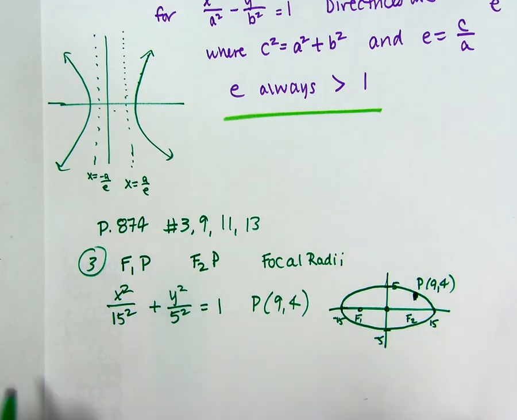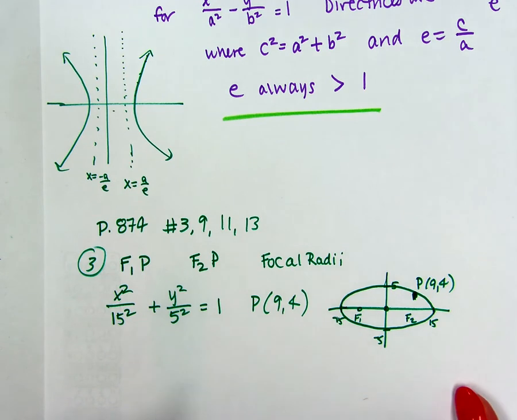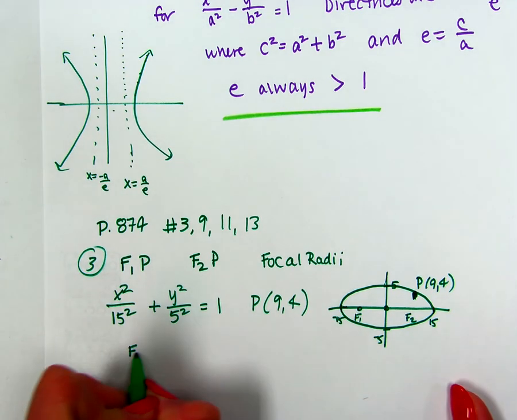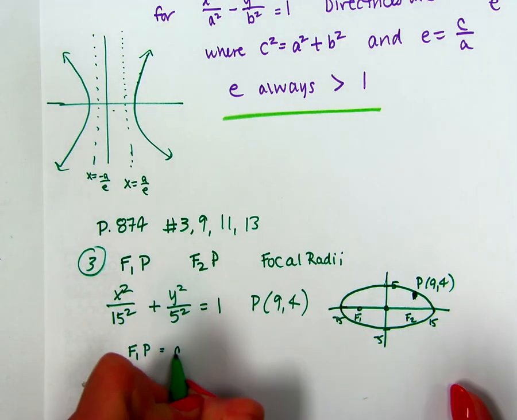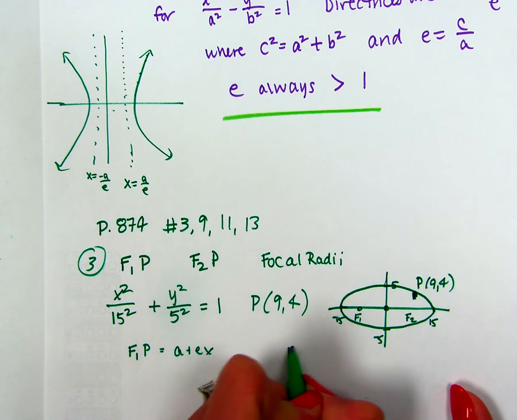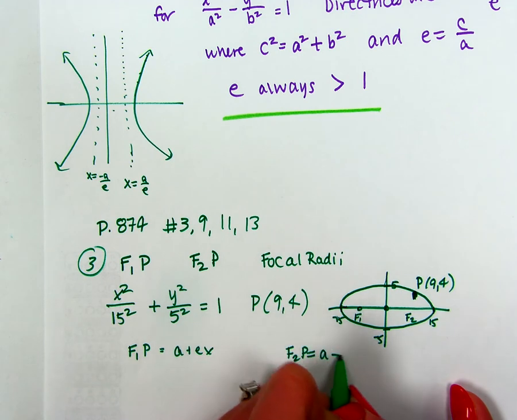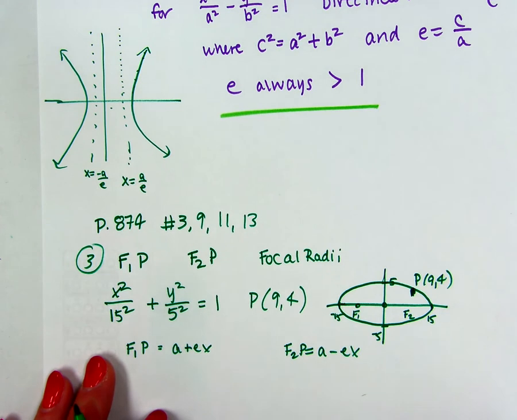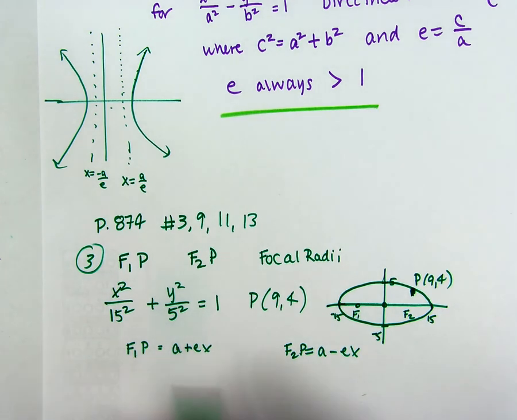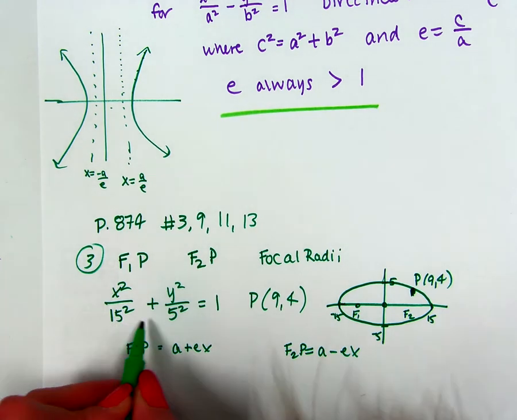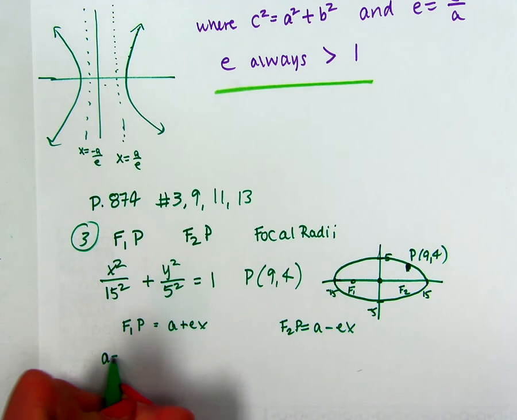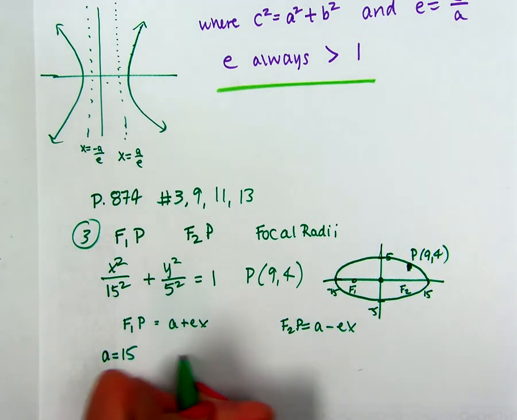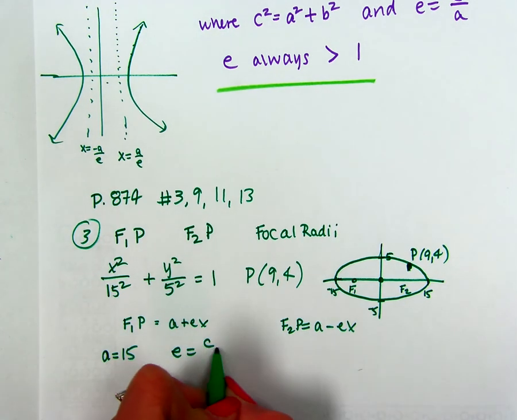Now, if you really want to, you could actually find where your foci are and use the distance formula, but you can also just use the equations a plus ex and a minus ex. So the point is to use these new equations. Recall that a is the larger number in the denominator, so we know that a in this case is going to be 15. So that's easy. We do need to know e. That's always going to be c over a.